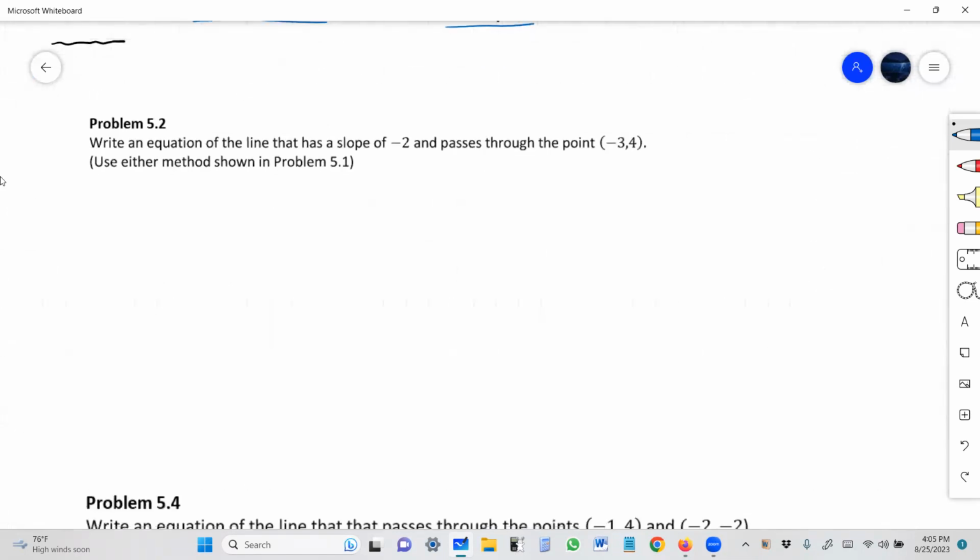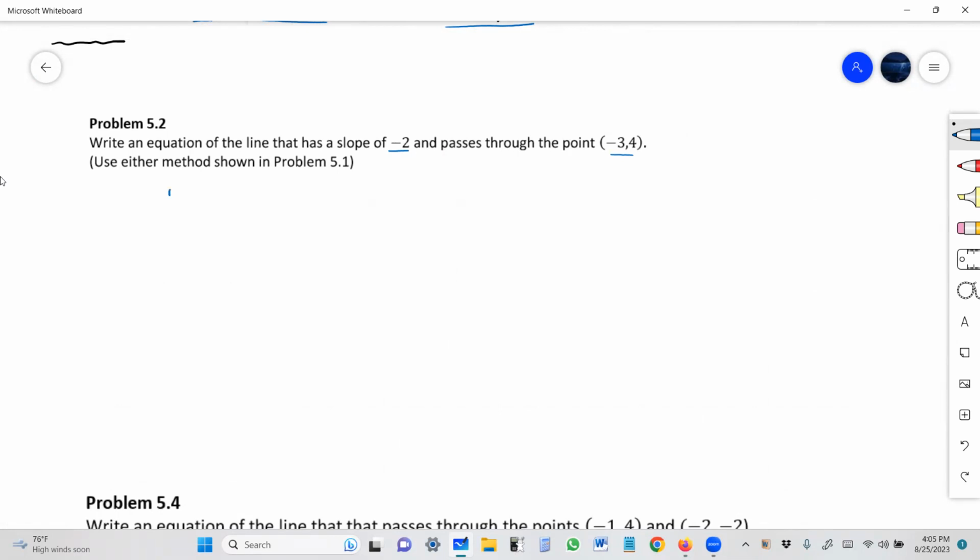And let's take a look at the first type of problem, which is type 1. Remember, we are given 1 slope and 1 point. So this is what the question might say. Write or find the equation of the line that has slope -2 and passes through the point -3 and 4.